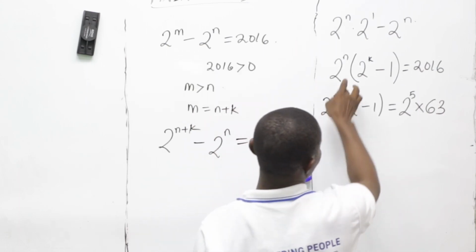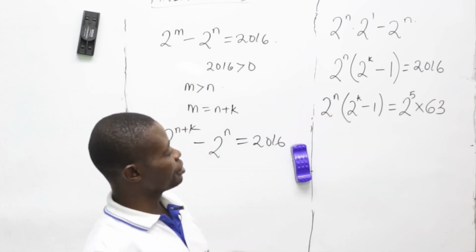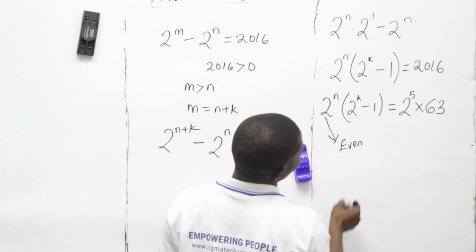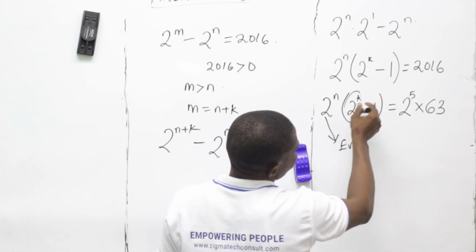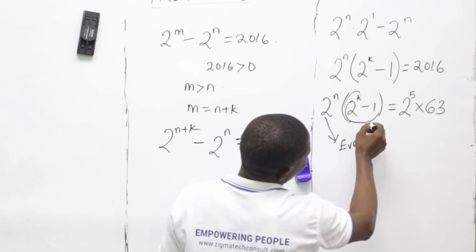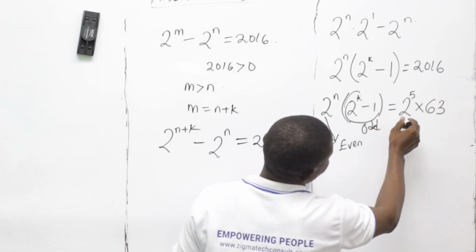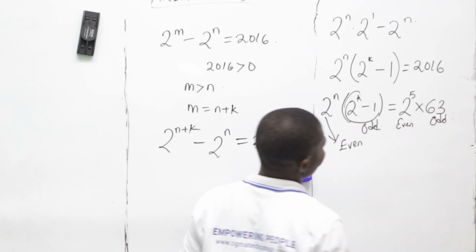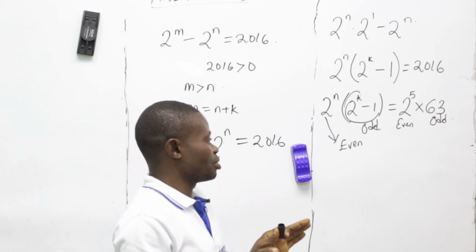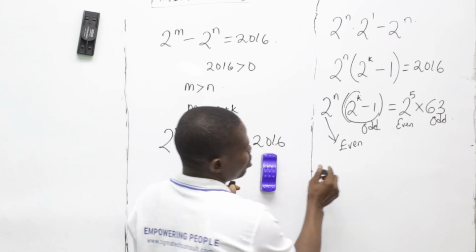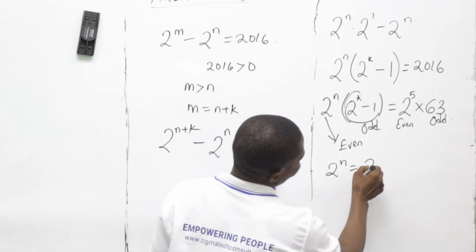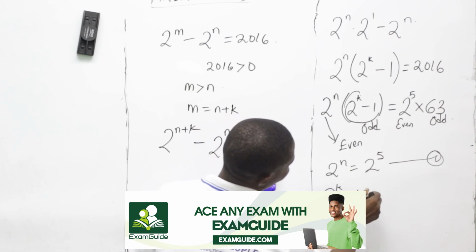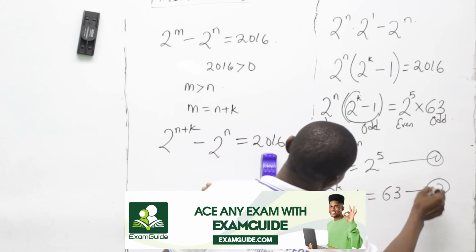If you look at 2 raised to the power n, it is even, meaning this part is the even part. And of course, 2 raised to the power k is also even. But 2 raised to the power k minus 1 becomes what? Odd. And here is what? Even. And 63 is what? Odd. Can you see how we are trying to create a simultaneous equation now? Or just a linear equation, anyone? By saying that 2 raised to the power n equals 2 raised to the power 5, equation 1. Then 2 raised to the power k minus 1 equals 63, equation 2.